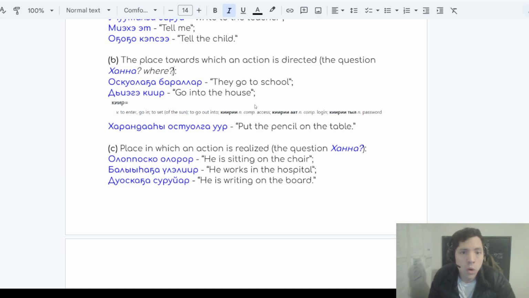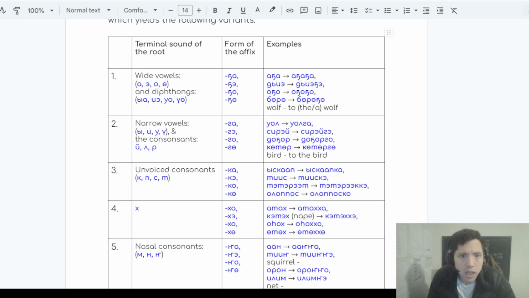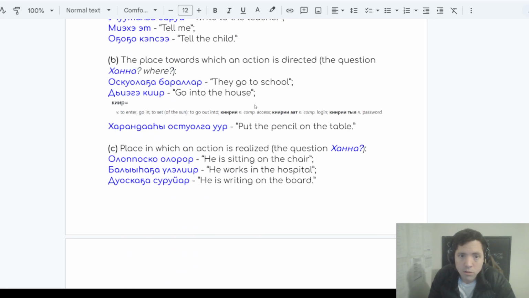Okay. Askualaga paralar, they go to school. Jiege, jiege, jiege. This should be, let's see, jie. That ends in the vowel ie, but there is no vowel. Yeah, it is right here. So that should be jiege, not jiege. Unless it's some strange exception. I've always seen jiege. So again, my viewers are helping me. I don't claim to know everything.